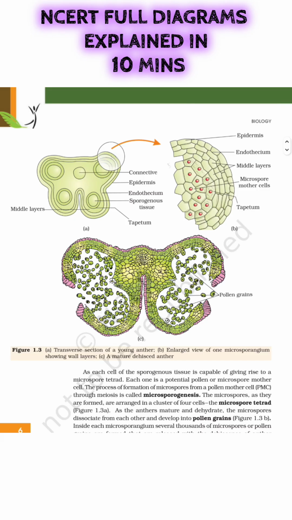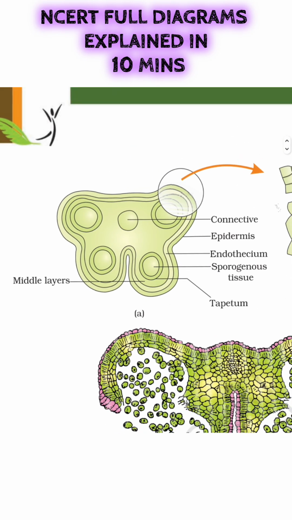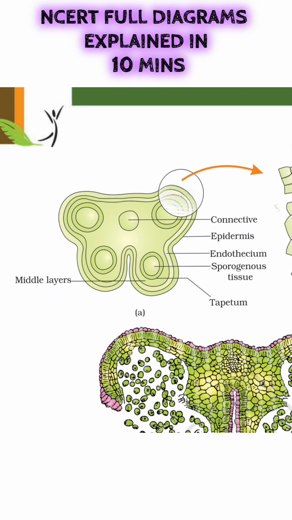This is figure 1.3, a transverse section of a young anther. In this, you can see the outermost epidermis, the second layer endothecium, then the sporogenous tissue, the innermost, which is coming inside the tapetum. And then you can see the middle layers here. So it's actually epidermis, endothecium, middle layers, tapetum, and then inside that you can see sporogenous tissue. And then here you can see a single round structure that is a connective.